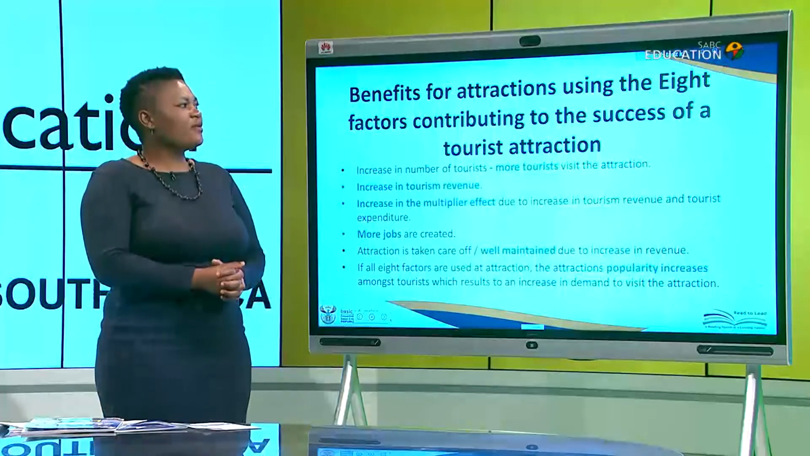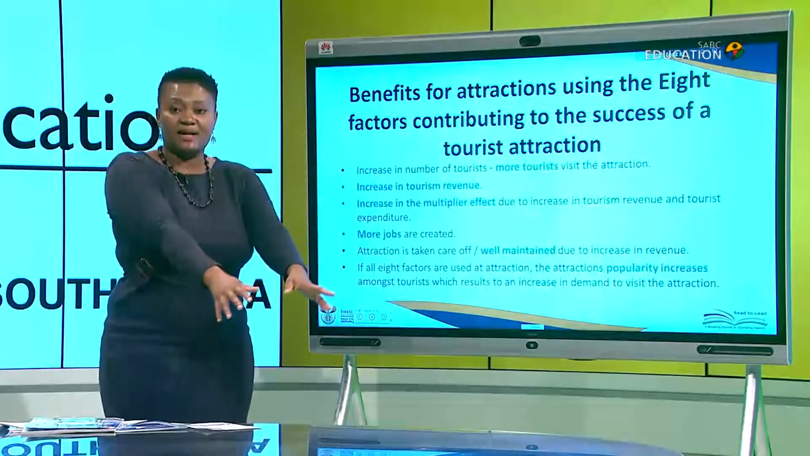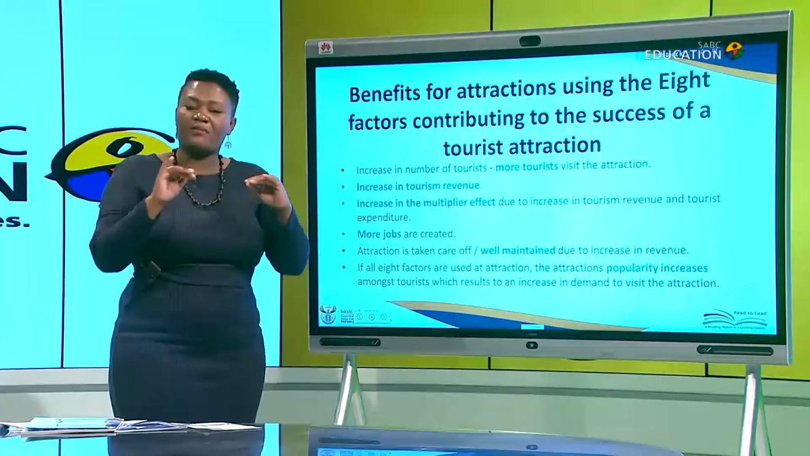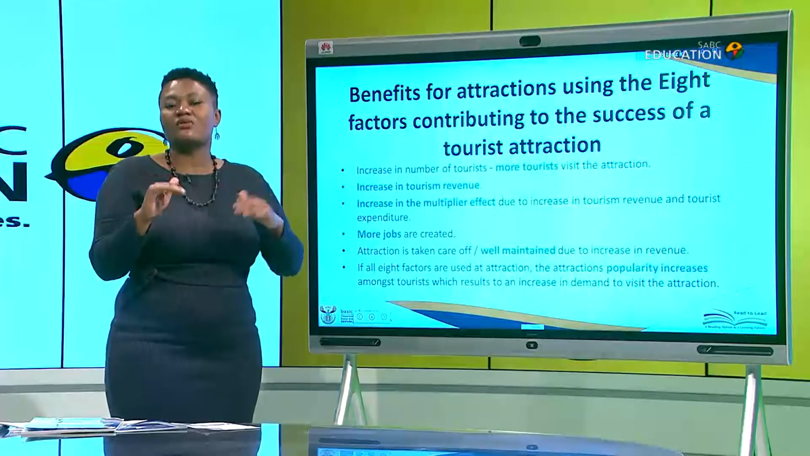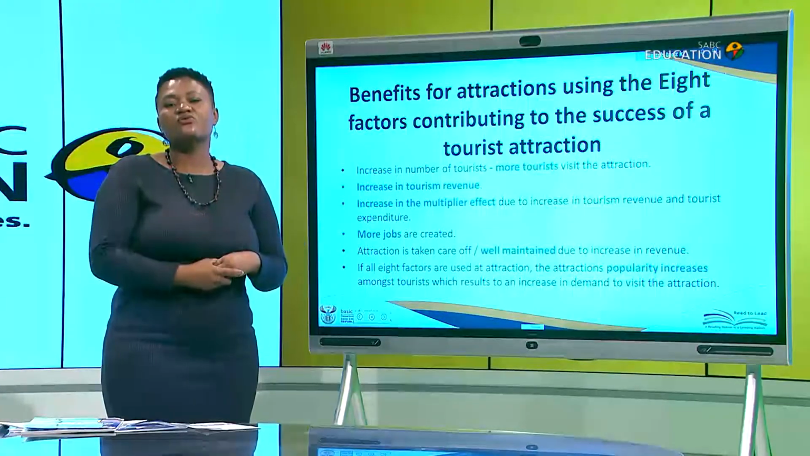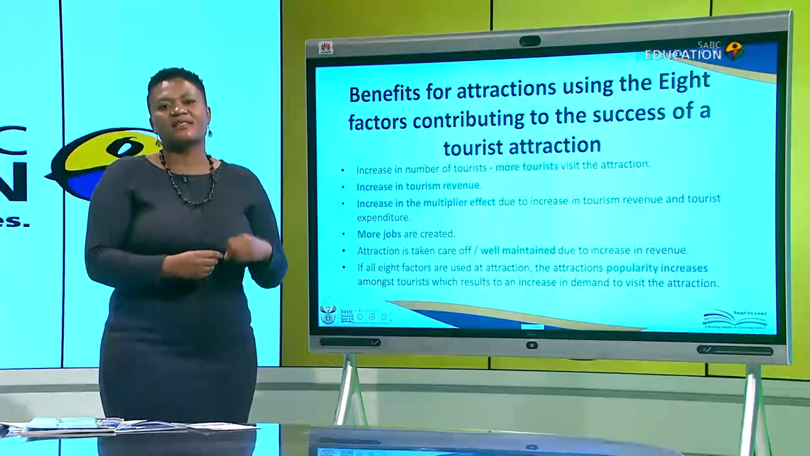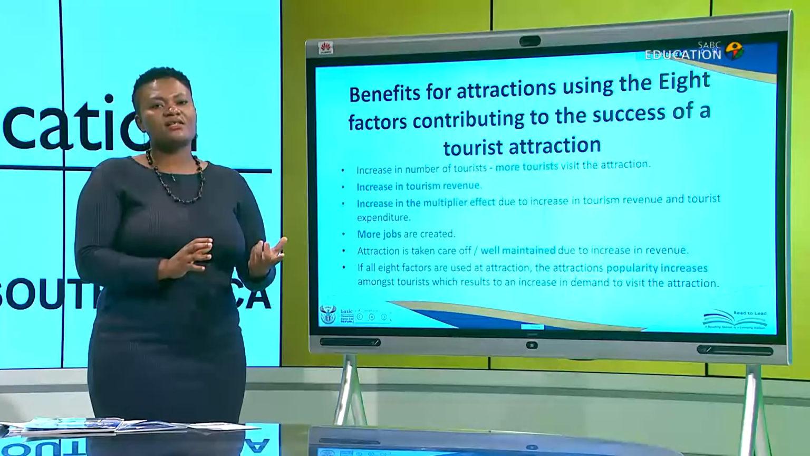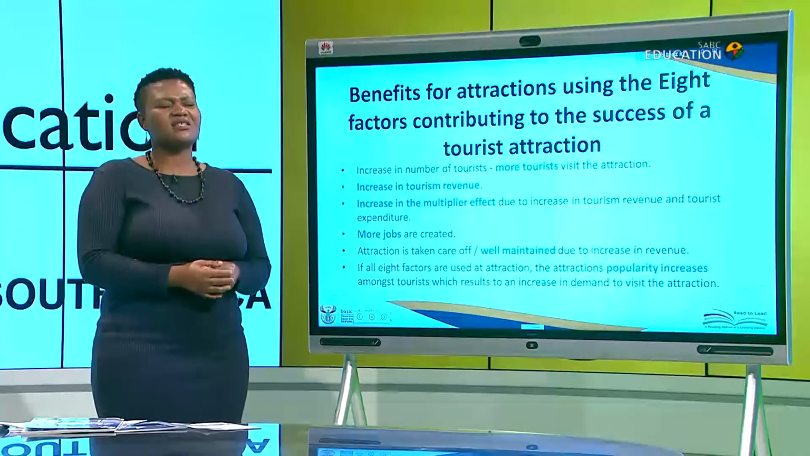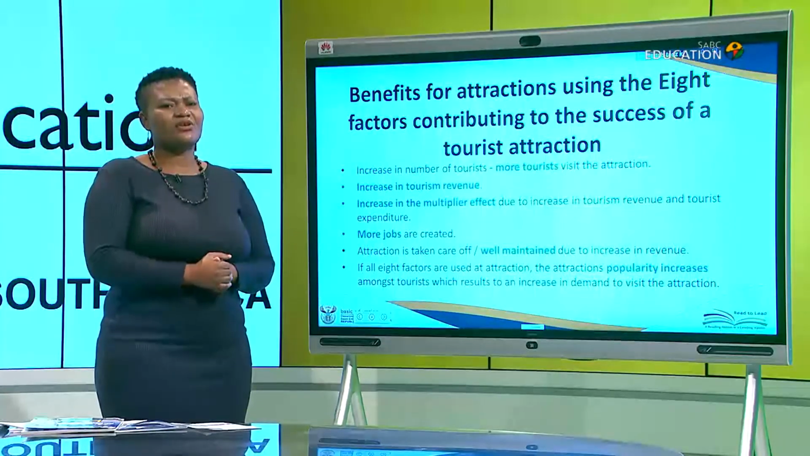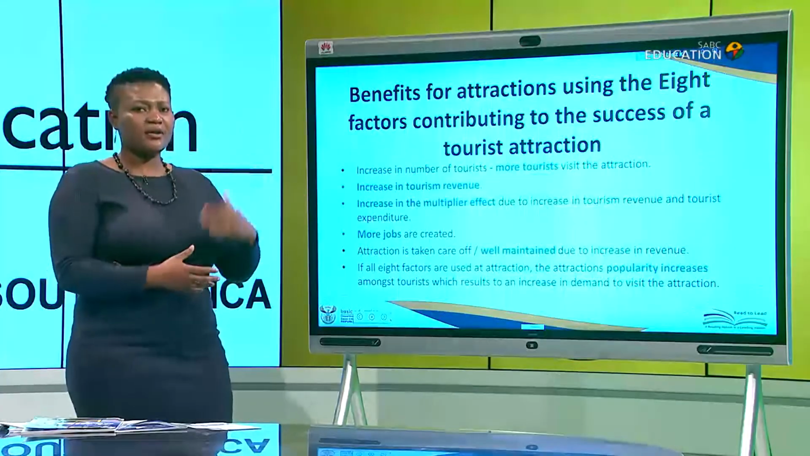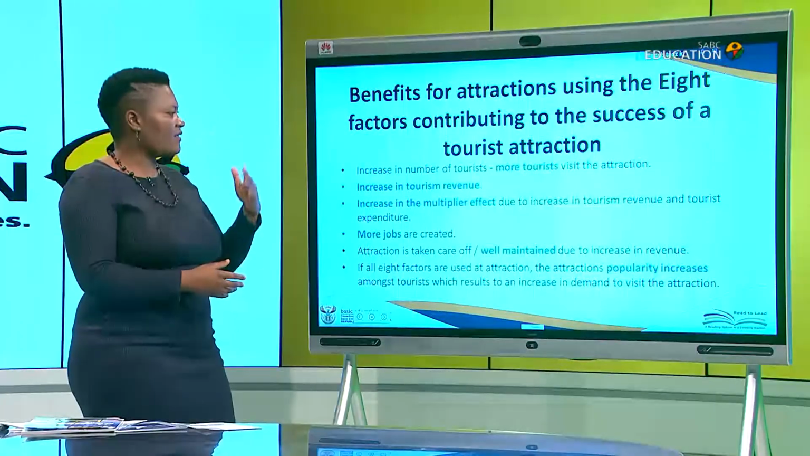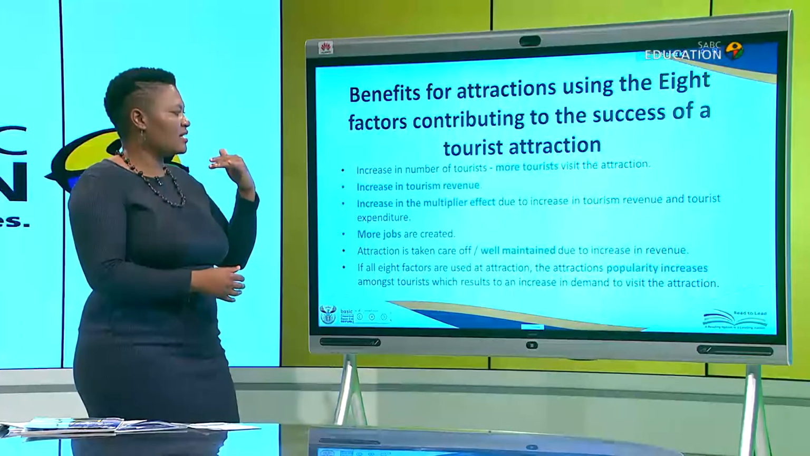Now, benefits. That takes me to the end of the 8 factors. So I've done the 8 factors, I've put them on the table. You should know them, you should be able to apply them, you should be able to recommend them if maybe in the exam you're asked a question as to what factors are used, or to mention factors that will be used that can ensure an attraction becomes successful. Now you should be asking yourself, but ma'am, what are the benefits for attractions making use of these factors that contribute to the success of a tourist attraction? Well, you'll see here on the screen, I've mentioned them. If you want to ensure that your attraction is successful, these are the benefits.